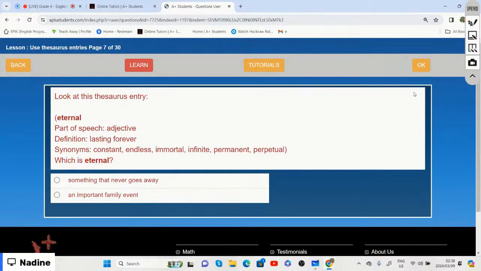All right, then we have eternal. And eternal is an adjective. And the definition of eternal is lasting forever. It's forever and ever. Eternal.